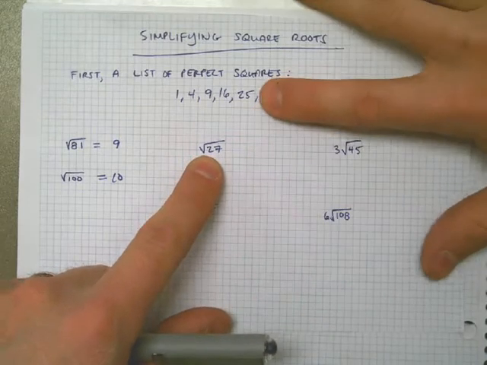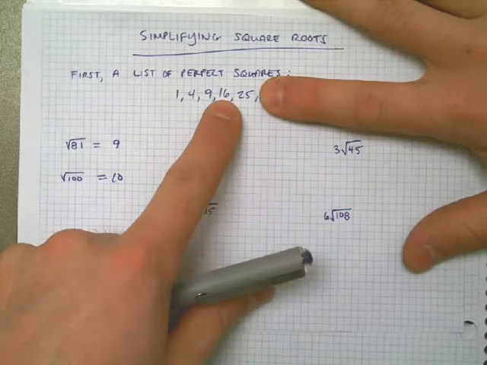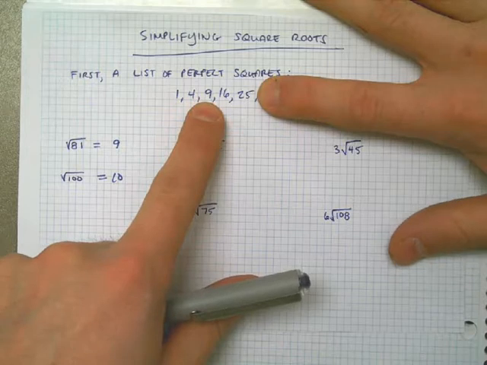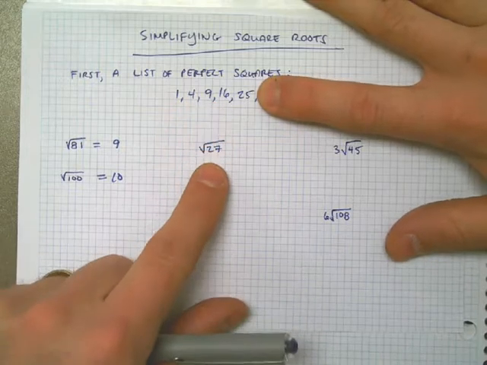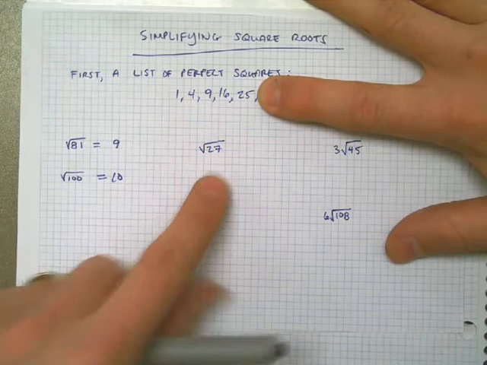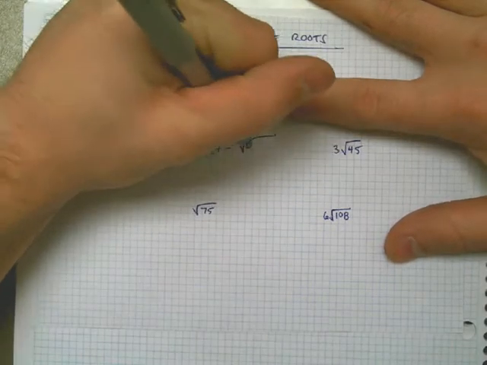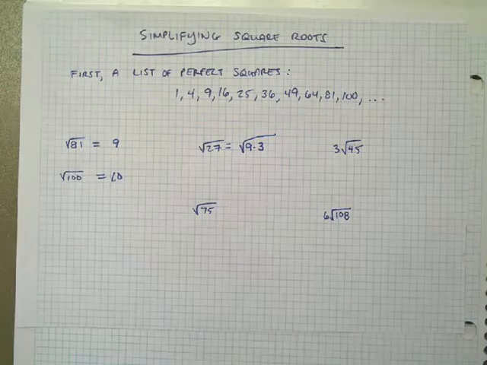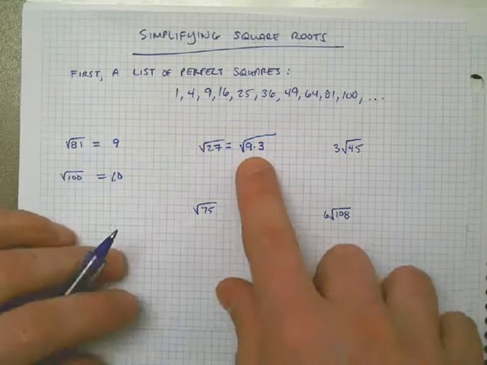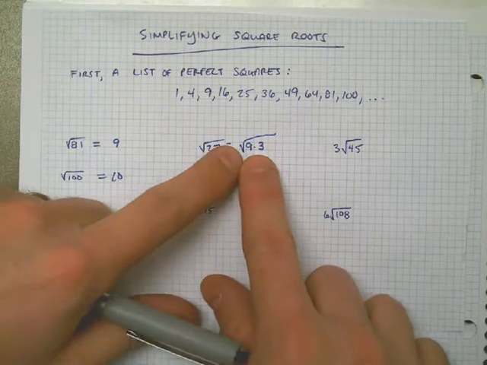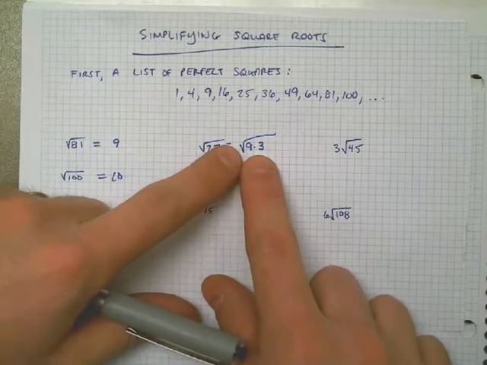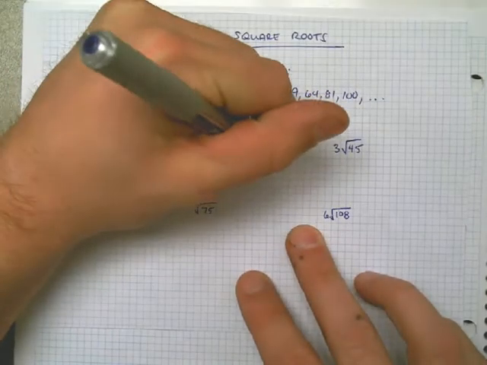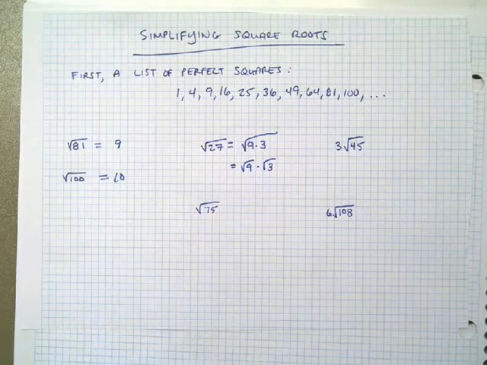So I'm going to start right here. 25 does not go into 27. 16 does not go into 27 evenly, but 9 does. And so I'm going to rewrite 27. Instead of 27, I'm going to use 9 because that was the biggest one. I'm going to say instead of 27, that's really 9 times 3, right? 27 is 9 times 3. And anytime I have, now be careful here, anytime I have multiplication going on in here, not addition or subtraction, but anytime I have multiplication, I can split that up into two separate square roots. The square root of 9 times the square root of 3.